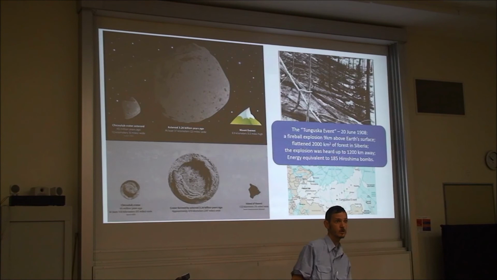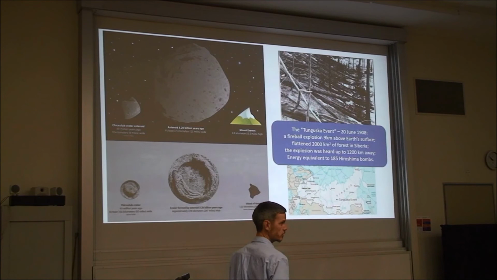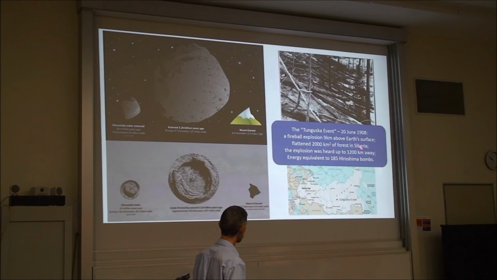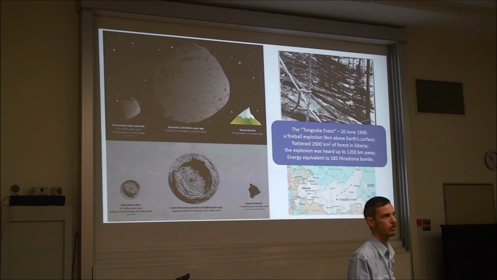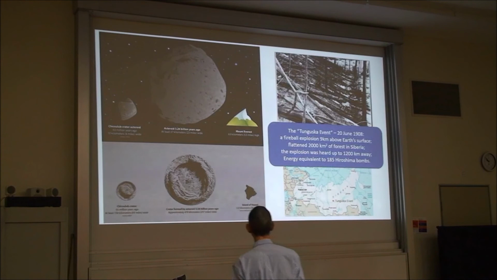About 80 million trees were knocked down. The explosion was heard up to 1,200 kilometres away. Some people in the UK thought that they perhaps might have actually felt the vibrations in tall buildings, and it was like dropping 185 Hiroshima bombs all at once. Asteroids have an enormous capacity to release a large amount of energy. This was an atmospheric event.